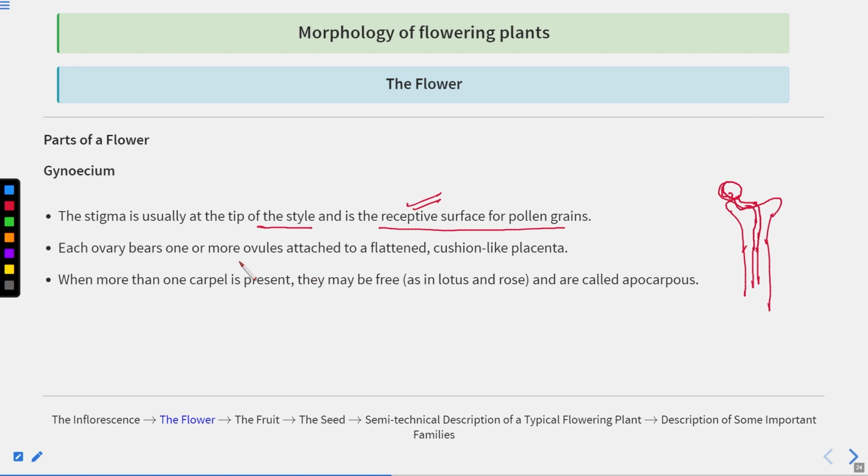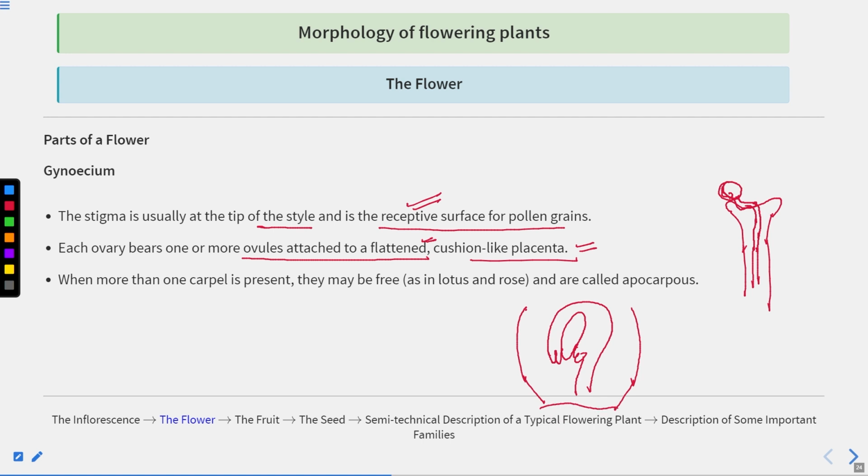Now, each ovary bears one or more ovules attached to the flattened cushion-like placenta. Okay, every ovule. Now, if we draw the ovule, I'm just drawing this ovary part, and inside the ovary, you can see the ovule. The ovule is like this. This is the embryo sac, and this is the thalamus. So each ovary bears one or more ovules attached to the flattened cushion-like placenta. Here, where it is attached to this thalamus, there is a flattened disc-like structure that is called the placenta.